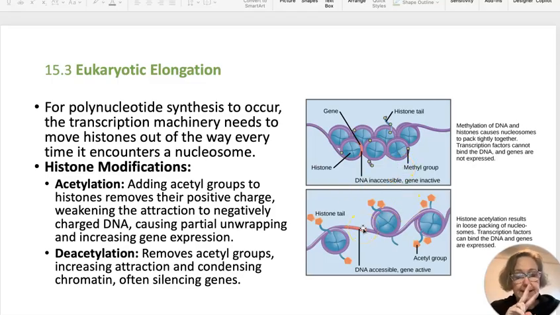Methylation and acetylation, right? Methylation. Basically, acetylation is going to add an acetyl group. The acetyl group to histones removes their positive charge. If this is positively charged to my finger, it's going to remove that positive charge and weaken the attraction so it can unwind. Deacetylation removes the acetyl group's attraction and condenses them sometimes into silent genes.